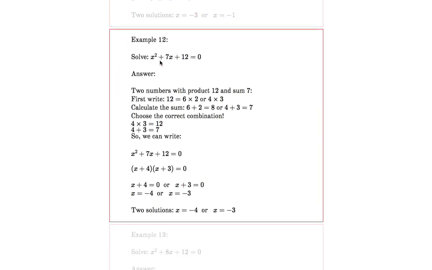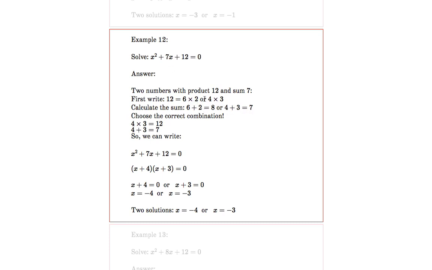Another example of the product sum approach. So we have to find two numbers whose product is 12. So we have 6 times 2, that's 12. But we also have 4 times 3, it's also 12. But then we calculate the sum of these two and of these two. 6 plus 2 is 8, so that's not correct because it has to be 7. 4 times 3, 4 plus 3 is 7, so this is correct.